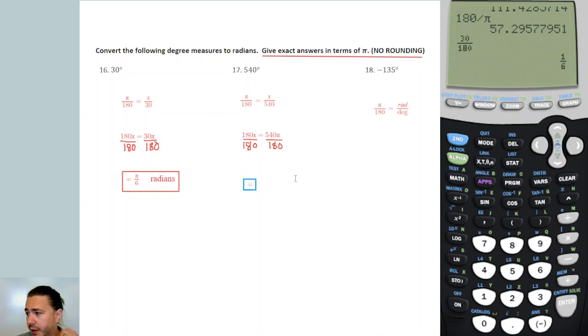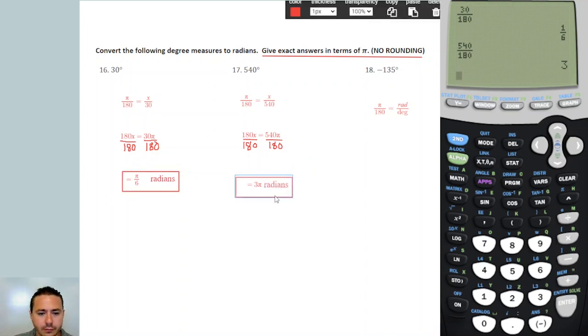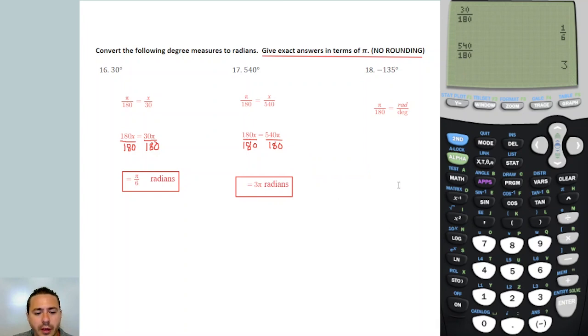We're basically done, but we need to simplify, if we can, this 540 over 180. So I'm going to do what I did in the last problem. Oh, nope. Did not grab the alpha button. There we go, alpha y equals. And we've got 540 over 180. 3. Okay, cool. So that's actually exactly 3 pi. Okay. Last one here, and then I guess we're done.